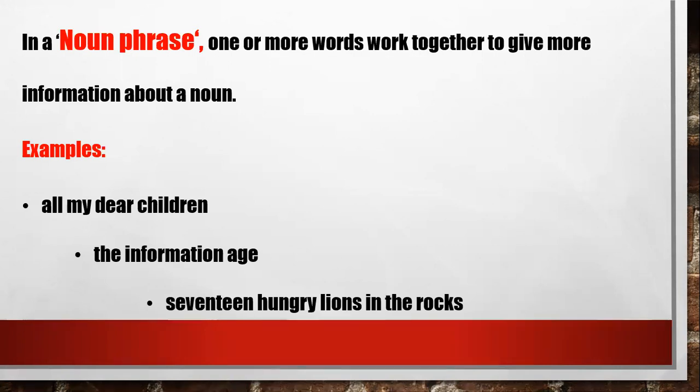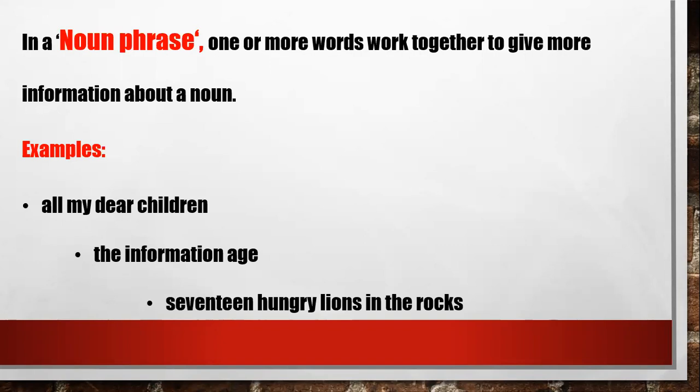The information age, another noun phrase. 17 hungry lions in the rocks. Notice, this is a noun phrase, all right? We don't have here a verb, we don't have an object, they are phrases. What kind of phrases? Noun phrases. Why do we call them noun phrases? Because the most important part of this phrase is the noun. All my dear children, children is the nucleus. And then you have other words to give more information. You use dear, my, all, you're giving more information about children.